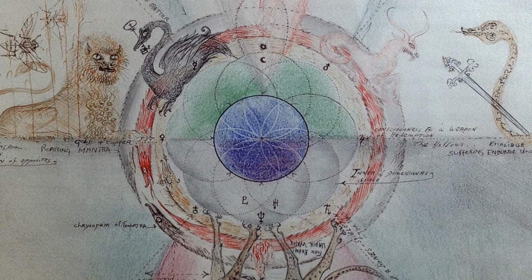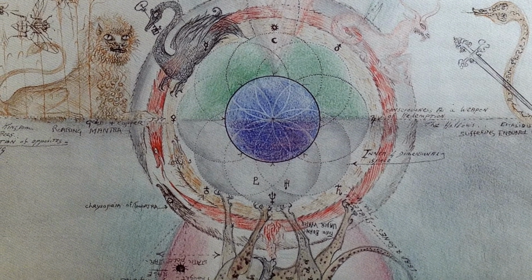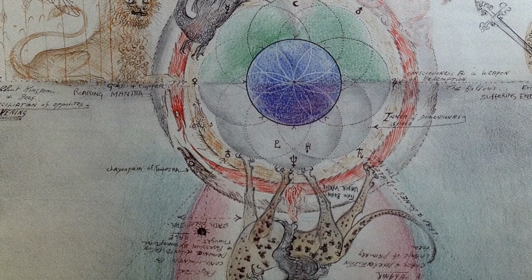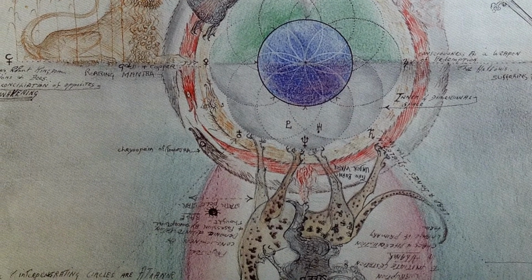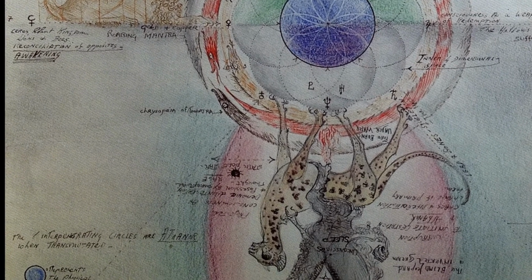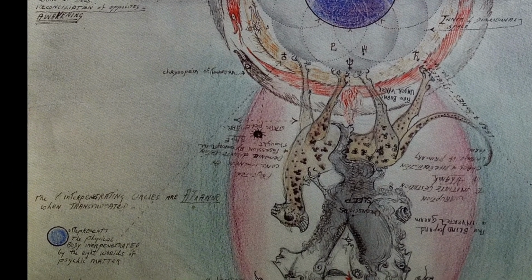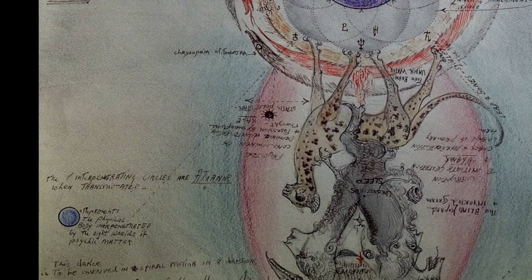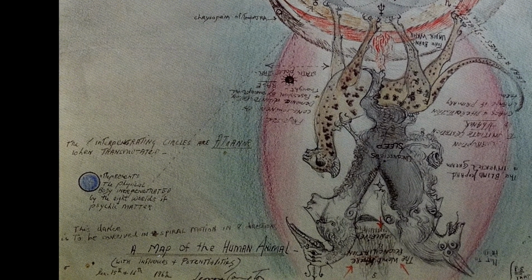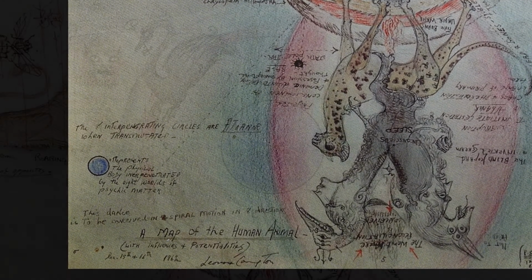A label indicates that this complex of circles is the inner 4-dimensional space. A label below states the 8 interpenetrating circles are athanor when transmuted. A further label refers to the central blue circle, that it represents the physical body interpenetrated by the 8 worlds of psychic matter. The text below indicates that she saw this as a kind of cosmic dance. This dance is to be conceived in spiral motion in 8 directions.